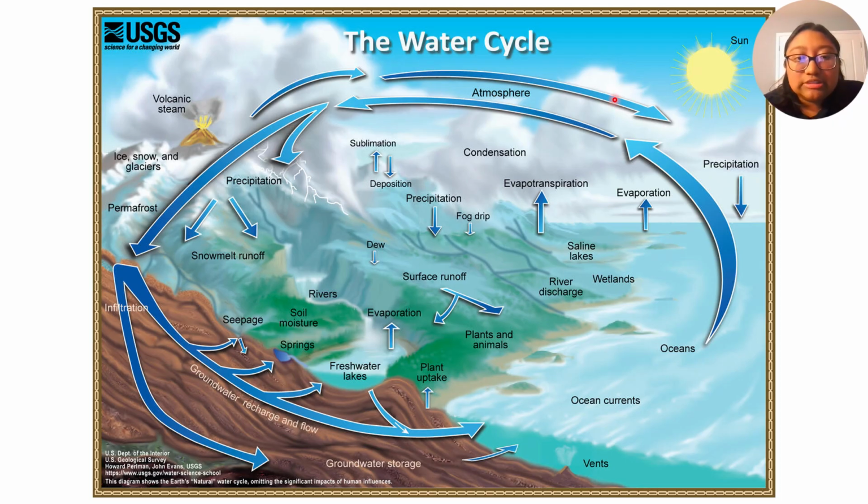Precipitation goes down. Snow melt runoff. And then down here we have the groundwater recharge and flow, discharge and flow. You can see everything here, river discharge, ice and snow and glacier. Pretty much this is more into detail about the water cycle.